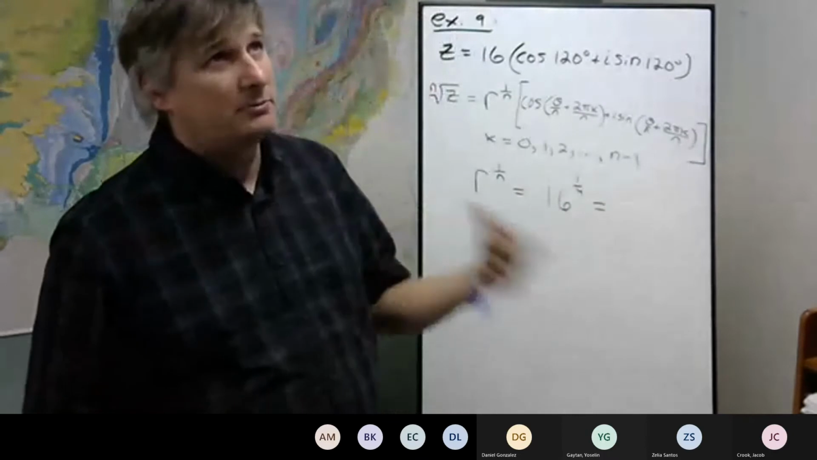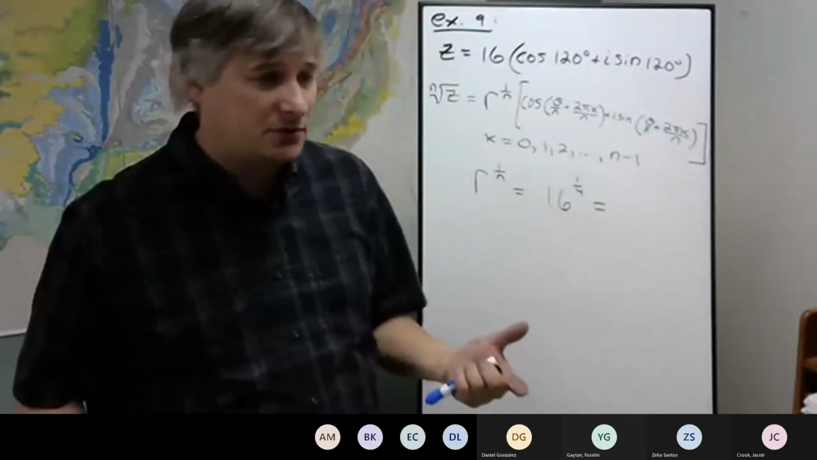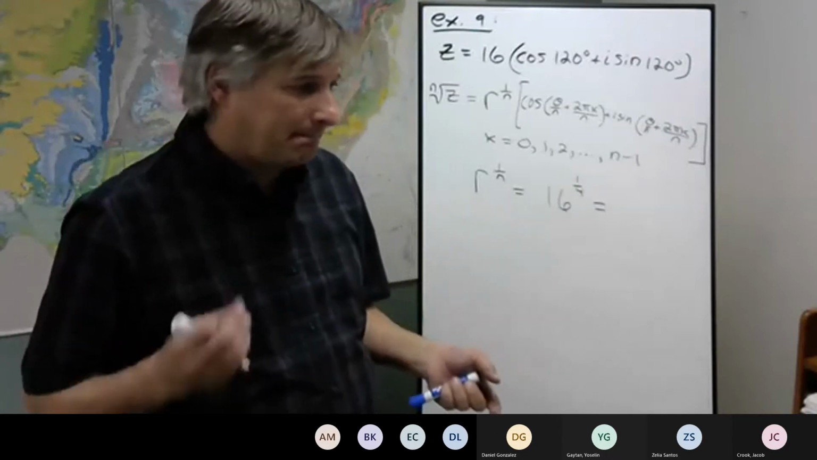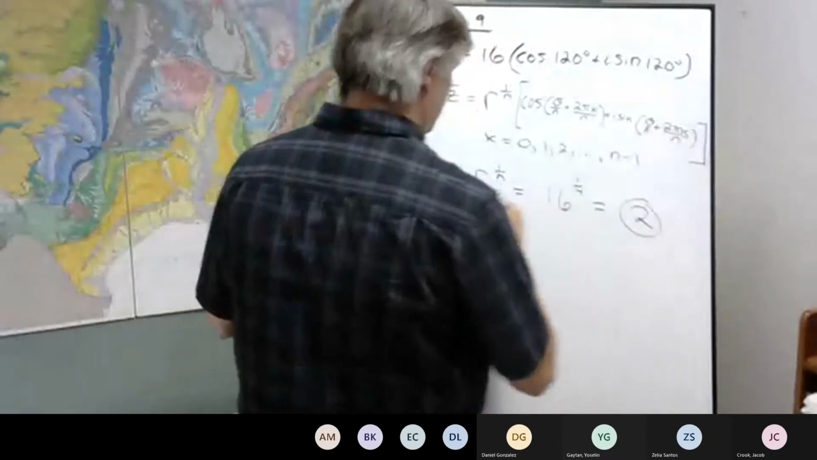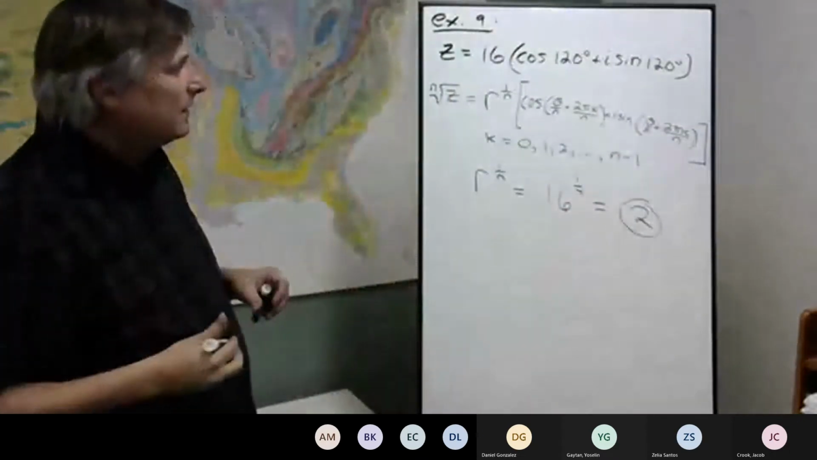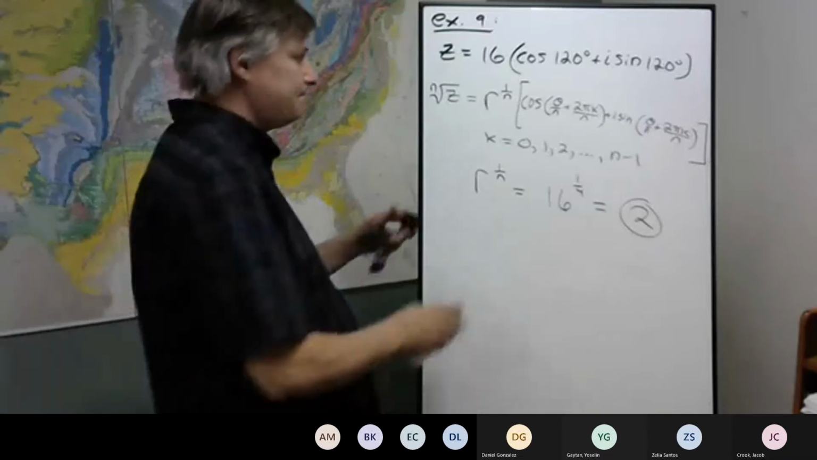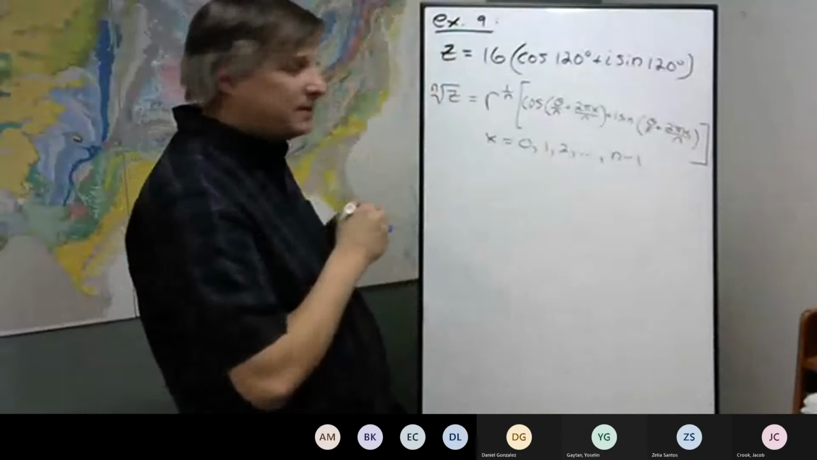Well, 2 times 2 times 2 times 2 gives you 16. So if you multiply four twos, you'll get 16. So that means the fourth root of 16 is 2. So we've got 2 for r to the 1 over n. Now, this is where it gets a little complicated. Now, we know n is 4.